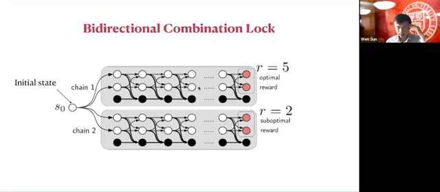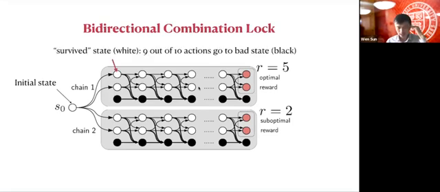Okay. And inside this chain, you have two kinds of states. I'm going to call them survived state and bad state. The survived state is represented by a white circle here. For these states, you have 10 actions to choose from. And only 1 out of 10 actions will let you stay in the survived state. Basically, only 1 out of 10 actions will transit you to the next white state.